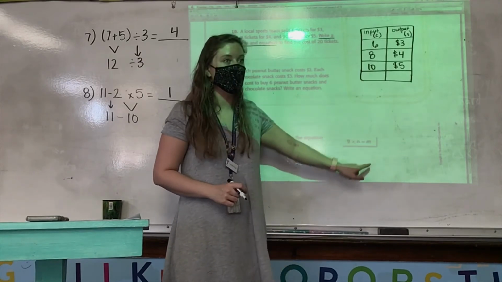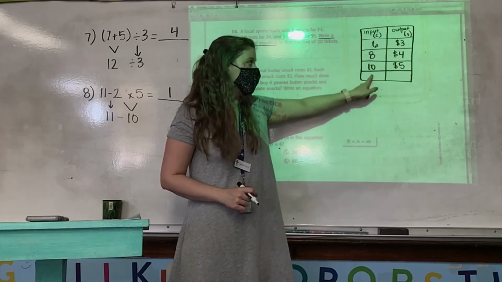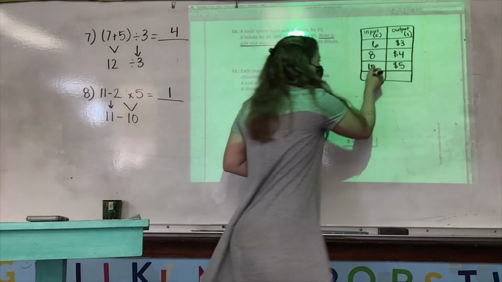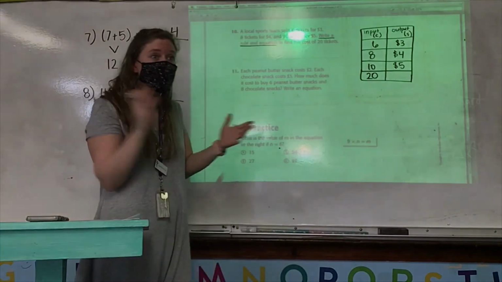Do I have to keep making columns and columns until I get all the way down to 20 following this pattern? What can I do right here? Put in this input. I can just put the 20 tickets and then solve. That's all I'm doing.